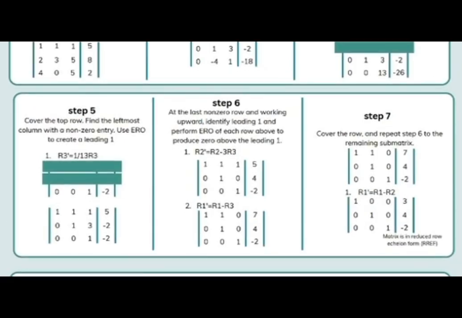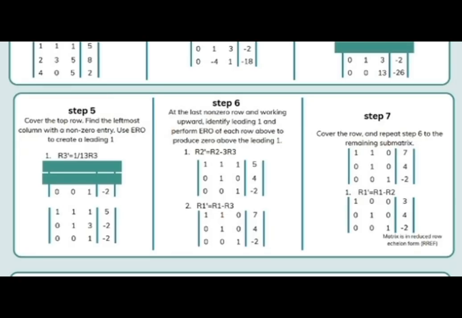Next, we continue with step 5. So we cover all of the rows that we already considered for their leading one. We find the leftmost column with a non-zero entry. So we need to create a leading one. From here, our non-zero entry is 13. The ERO that we use is to multiply row 3 by 1 over 13. So we got 1 and -2. So by far, here is the result that we got from all of the steps that we have done.